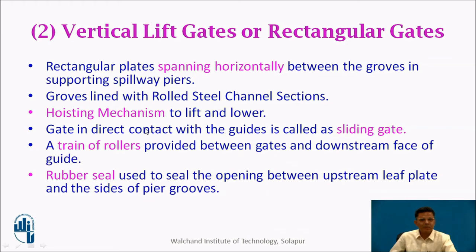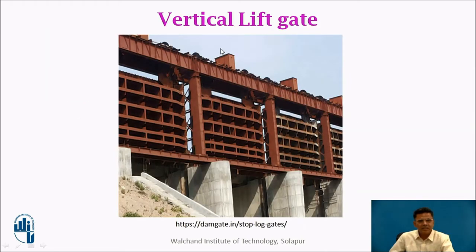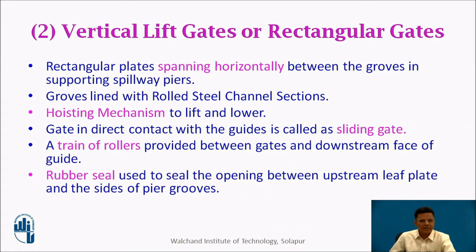A hoisting mechanism is provided to lift and lower the gates. A train of rollers is provided between the gates and the downstream face of the guide to reduce friction. Rubber seals are used to seal the opening between the upstream lift plate and the sides of the pier grooves.